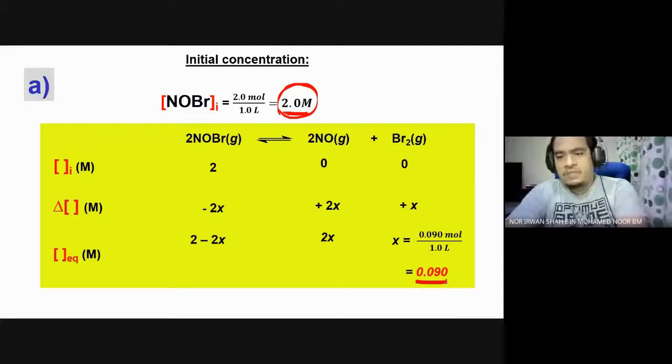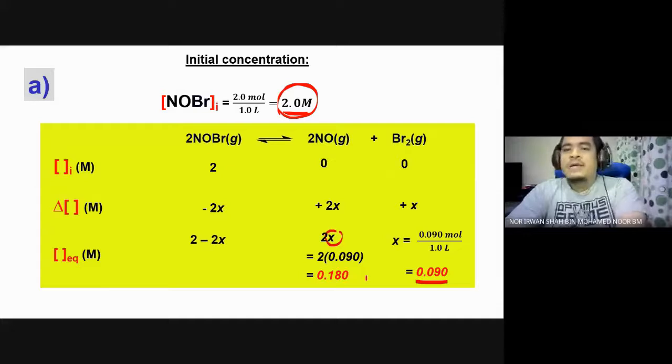The x value is 0.09, class. And since this is the value of x, we can substitute this x value into these two places here. First, we can substitute into this x here. So 2 times 0.09, we are going to get 0.18, class. So this is the concentration of nitrogen monoxide at equilibrium. Okay, and then we can also determine the concentration of nitrosyl bromide at equilibrium.